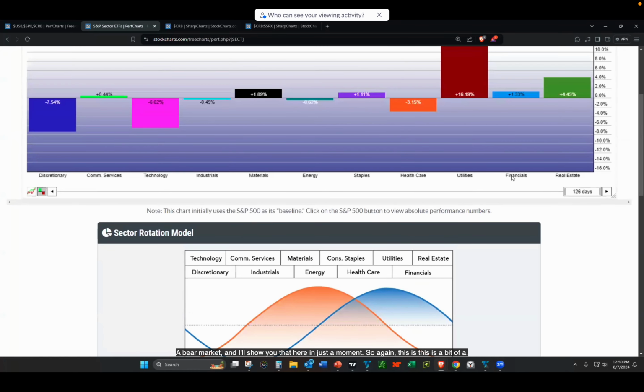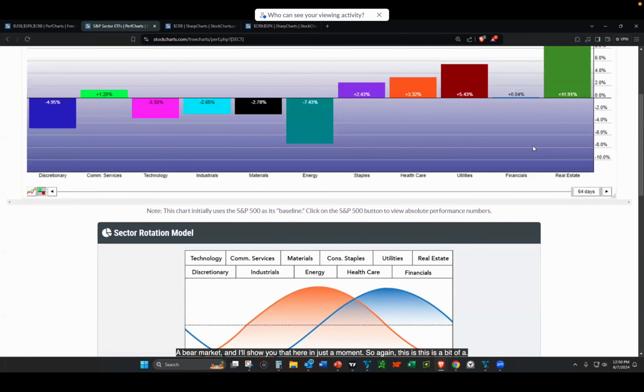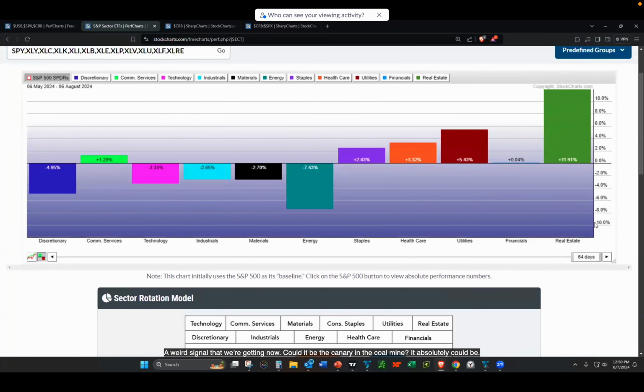So again, this is a bit of a weird signal that we're getting. Now, could it be the canary in the coal mine? It absolutely could be. So that is important to keep in mind. But as it stands over the past 3 months, communication services, staples, healthcare, utilities, financials, real estate.